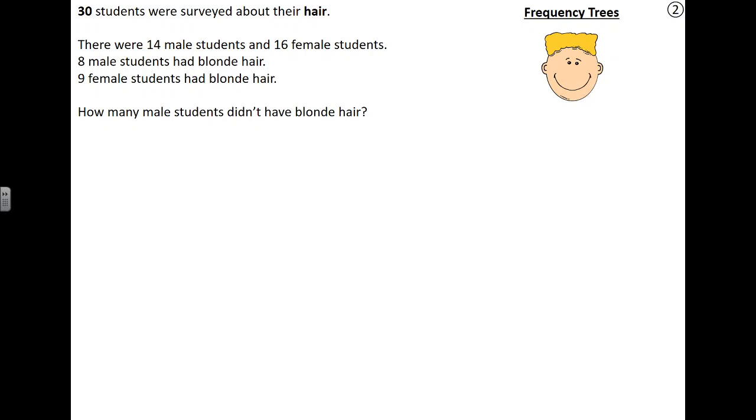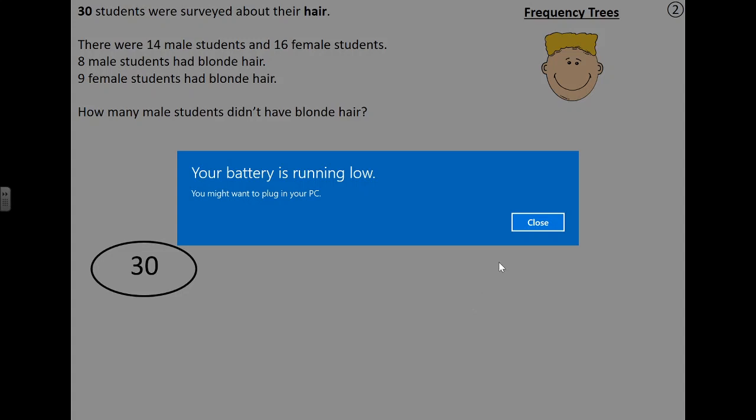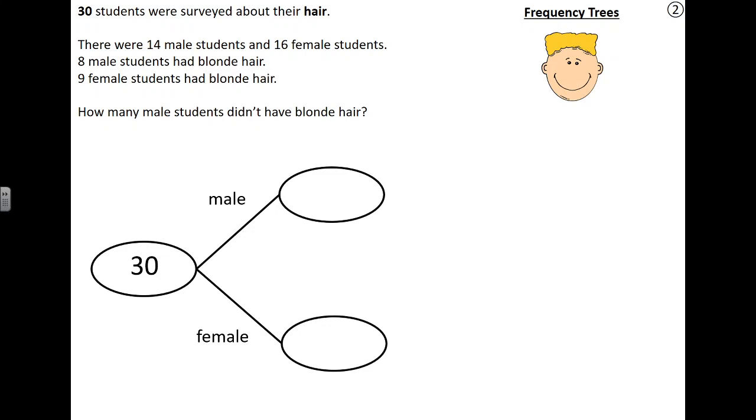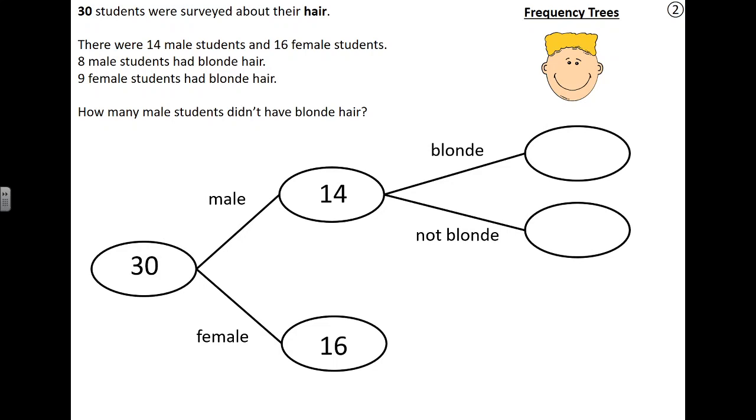So first of all, we can see the starting population was 30. There were 30 people surveyed. All people surveyed were either male or female, and they were only bothered whether they had blonde hair or not blonde hair. So we're splitting it into male or female. We had 14 male students and 16 female students. We had 8 male students who had blonde hair.